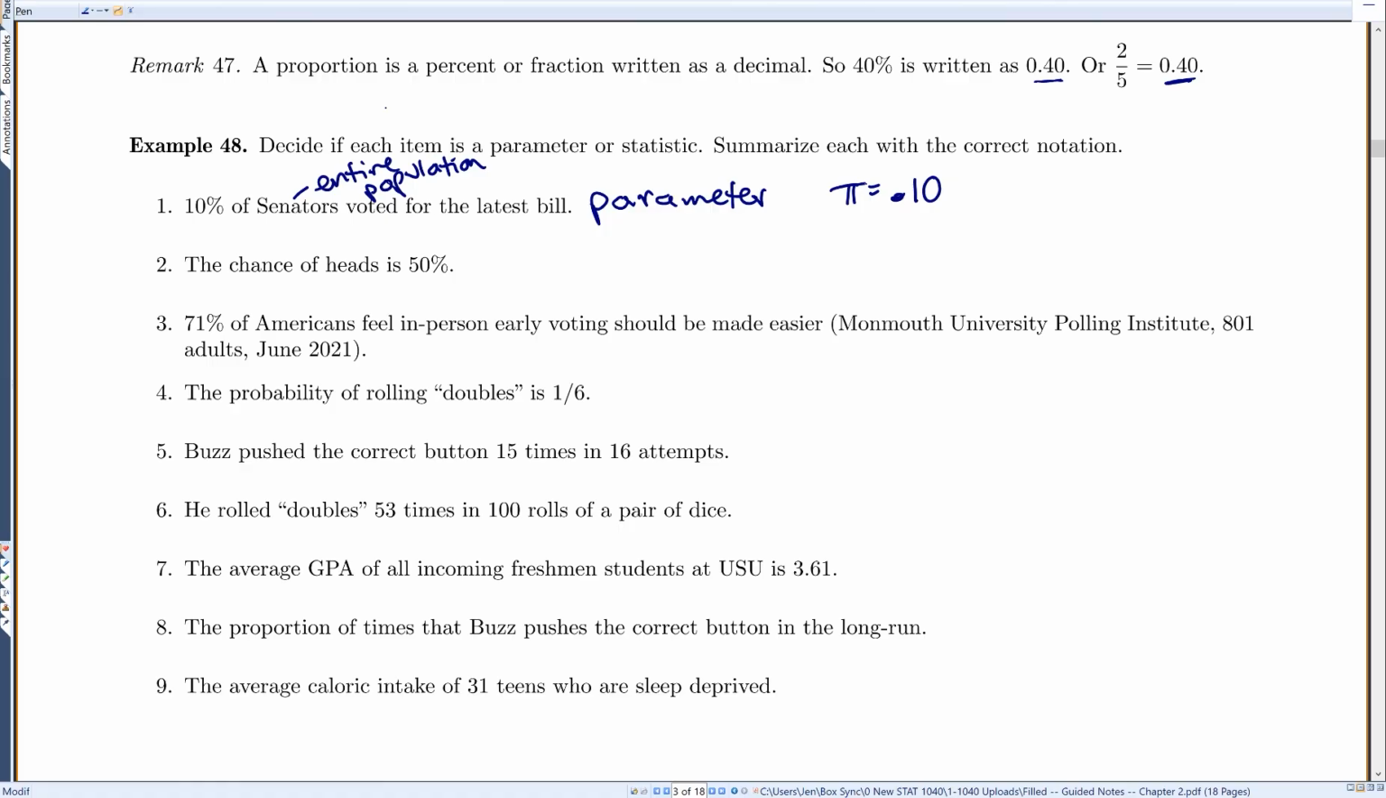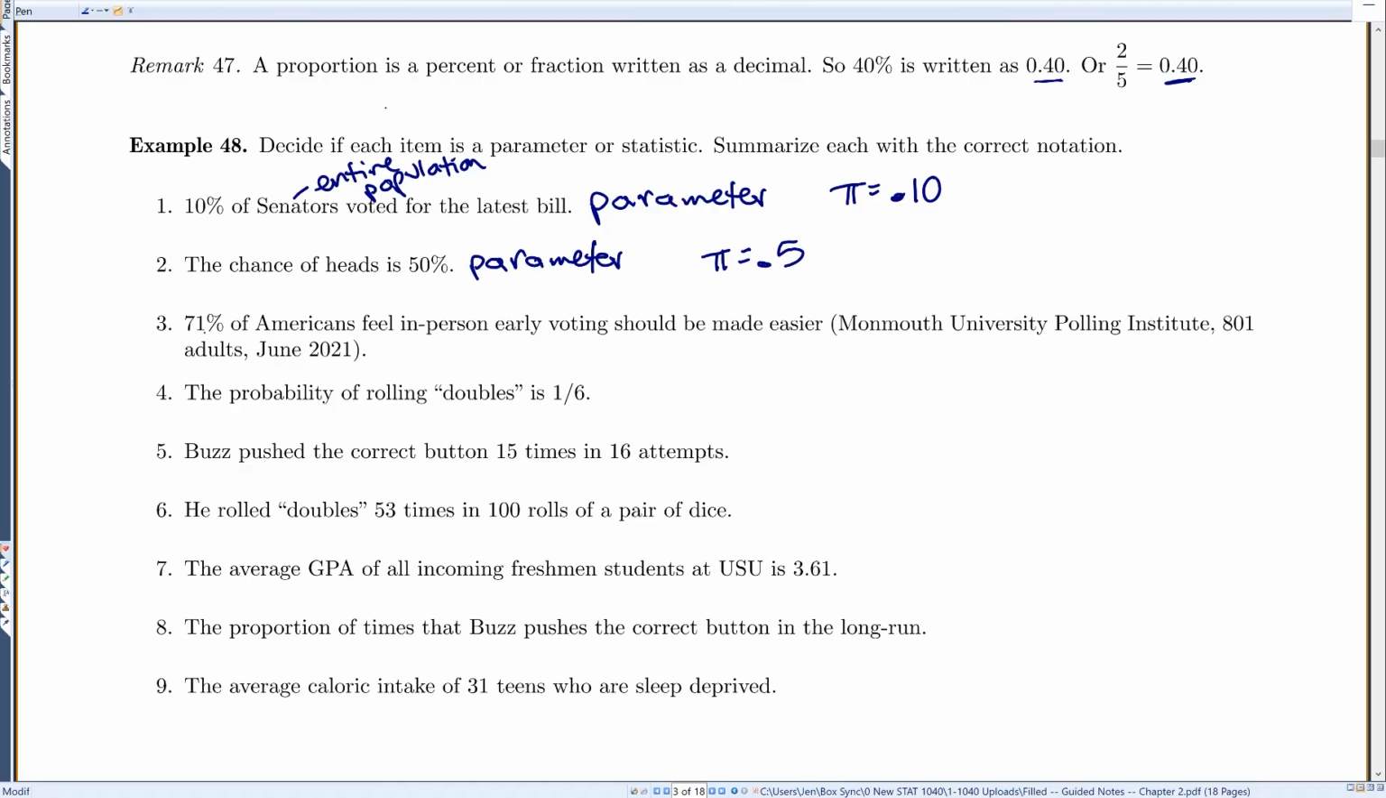Let's see, now the chance of heads is 50%. It didn't tell me this was for a specific sample, that we only did it 10 times or 100 times or 1,000 times. If they don't tell you the size of the sample, that's a clue that it's probably going to be the entire population. So again, this would be a parameter, and I would say that pi equals 0.5.